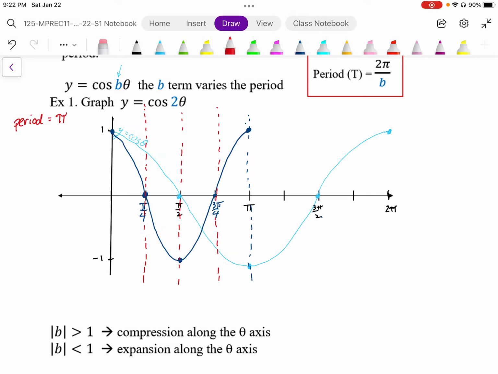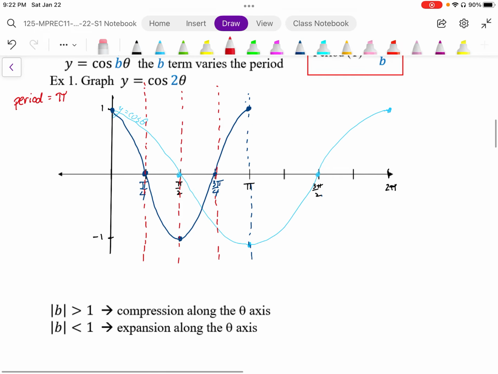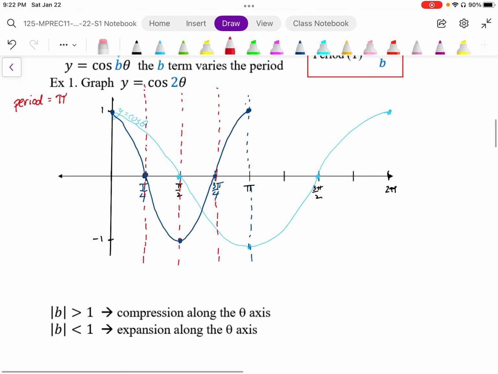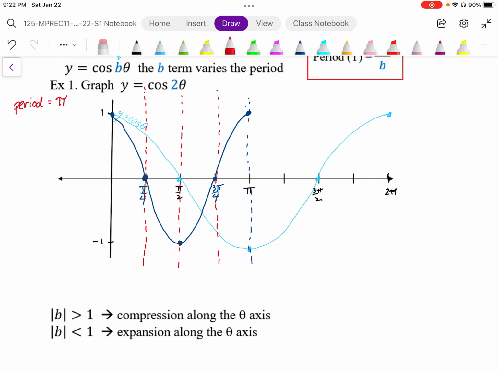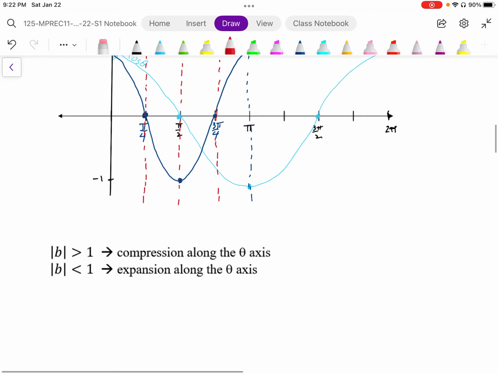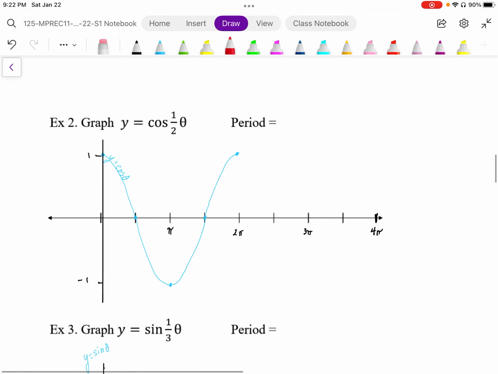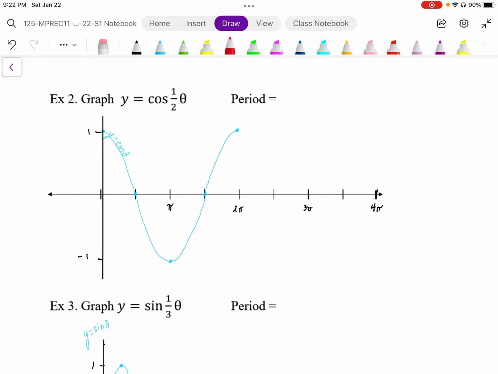So when b is bigger than 1, we know we have a horizontal compression. So in this case above, we had b equals 2, the horizontal compression by 2, or 1/2. And when b is less than 1, we end up with a horizontal expansion along the theta axis. So here we have the b value less than 1. So that's going to affect our period by horizontally expanding this.